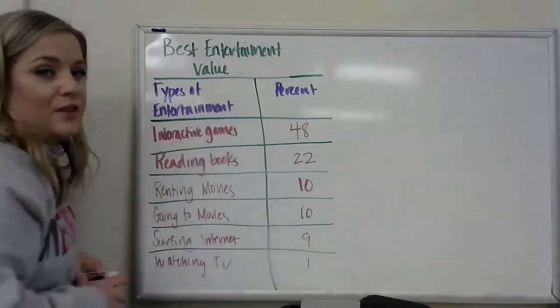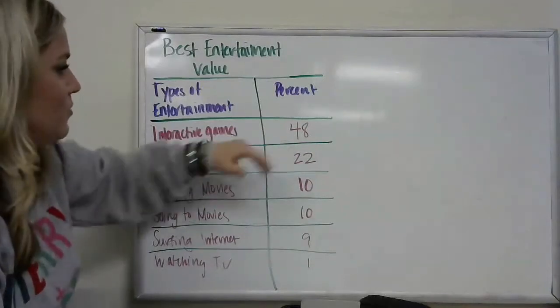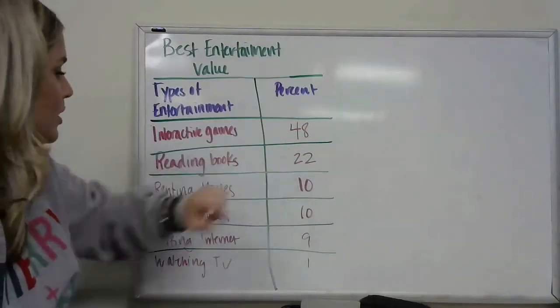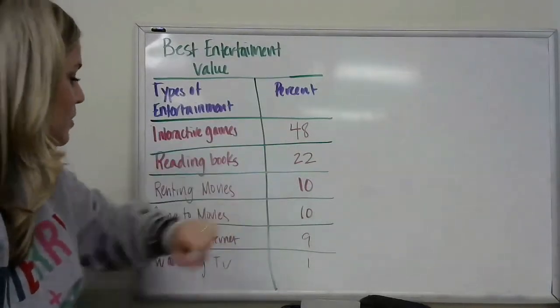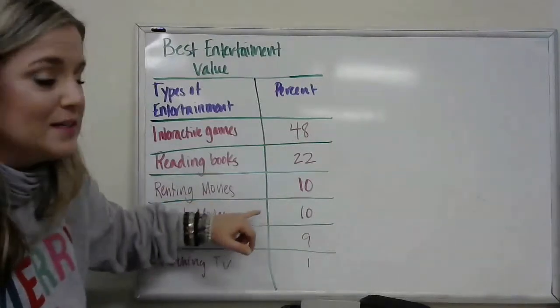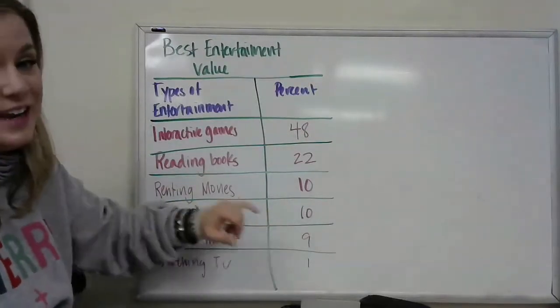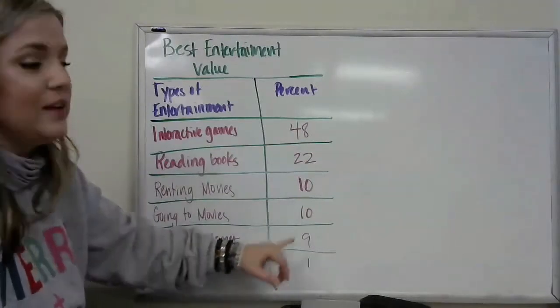All right, so types of entertainment. Interactive games, 48%. Reading books, 22%. Renting movies, 10%. Going to the movies, 10%. Surfing the internet, 9%. And watching TV, 1%.